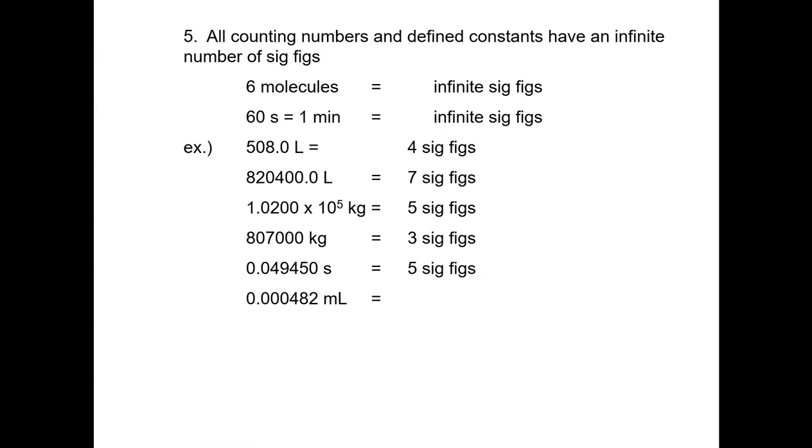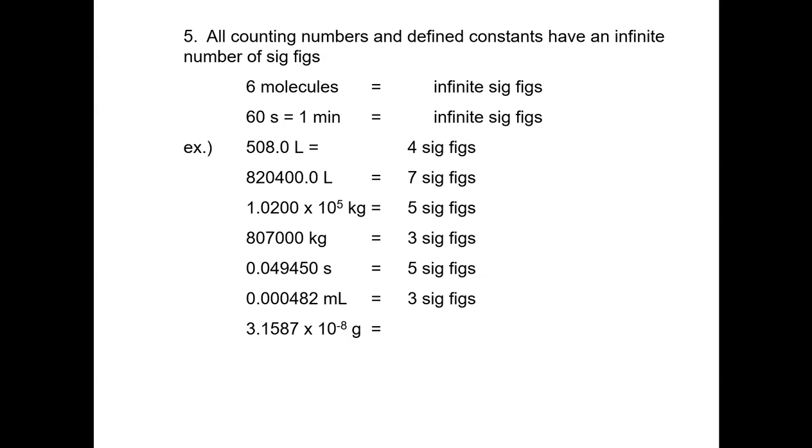So then what about this one? Did you get that one figured out? So we have these zeros are all at the beginning of the number. It doesn't matter if there's a decimal. The zeros at the beginning never count, so only the 4, 8, 2 count. That's 3 significant figures. How about this one?